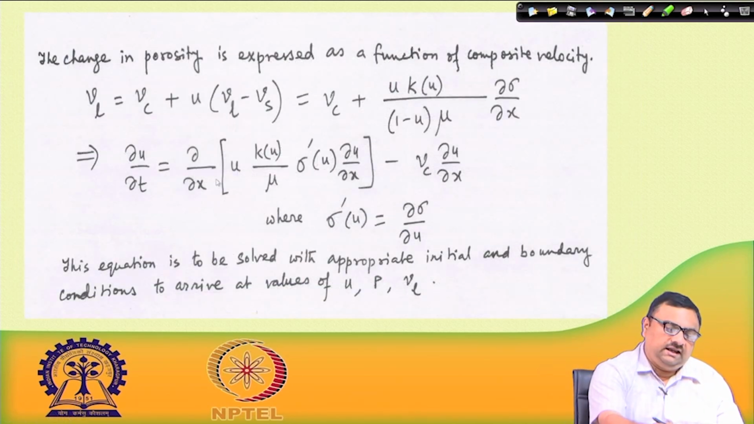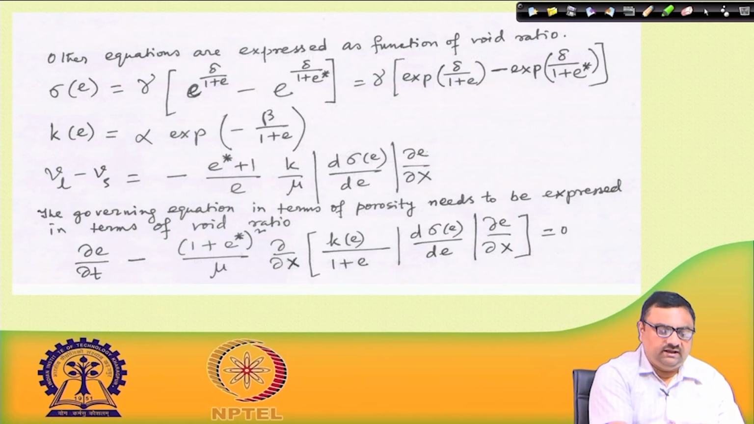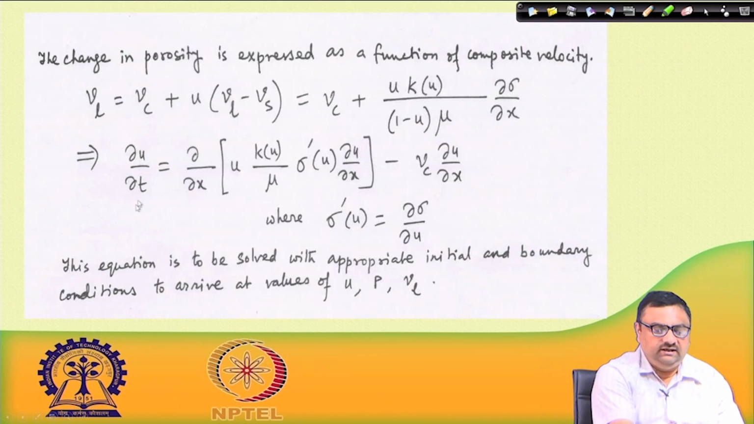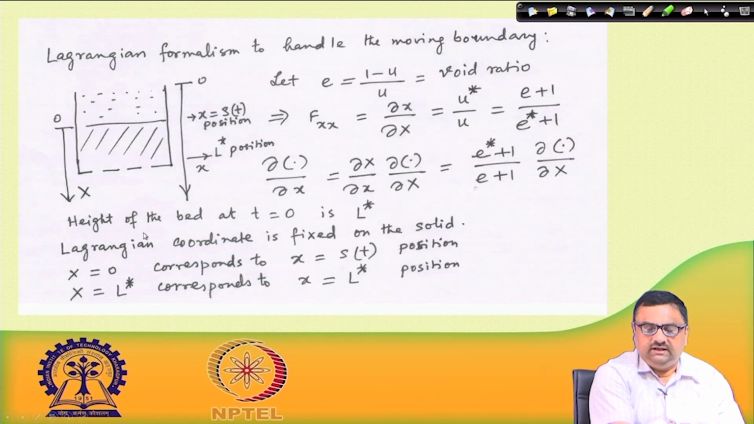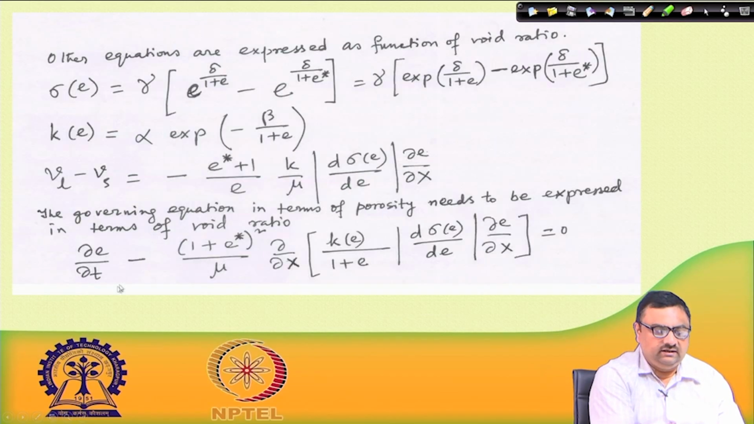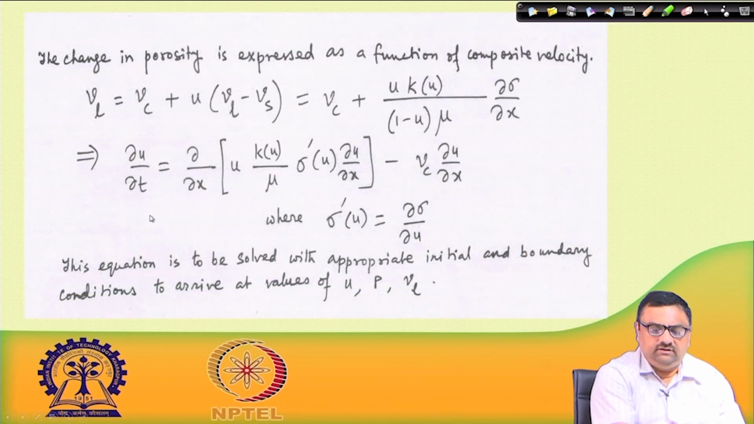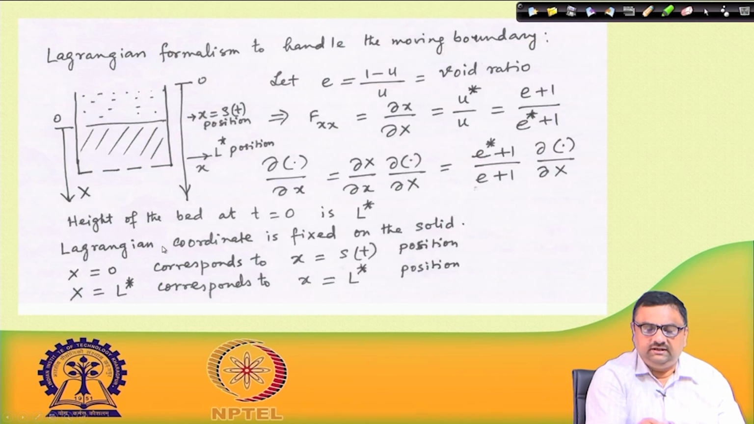See it was del x, this is positive, del x u k by mu sigma prime del u del x. So, here we have now, instead of del u del t, del E del t. Here in this case it is del E del t, and del u del t would now be converted to del E del t, because E is 1 minus u by u. So, del E del t would be what?